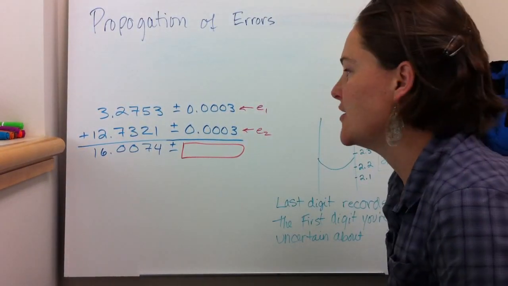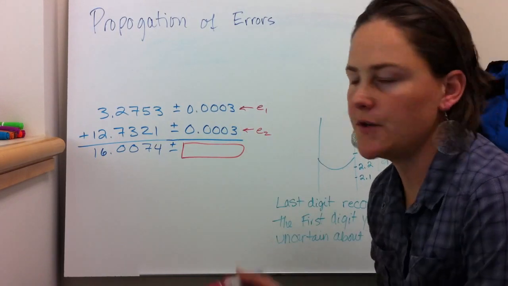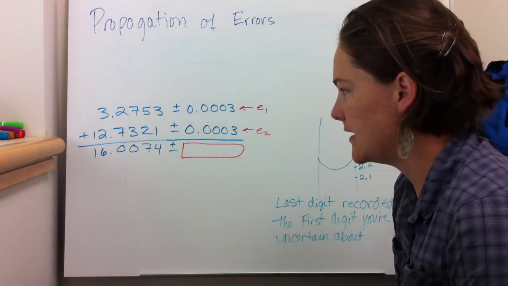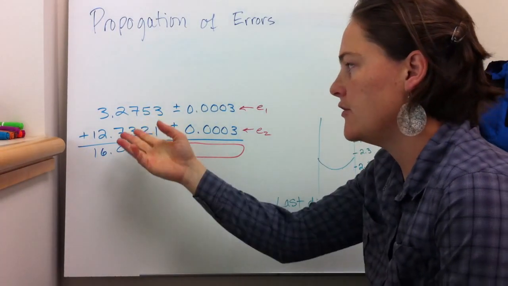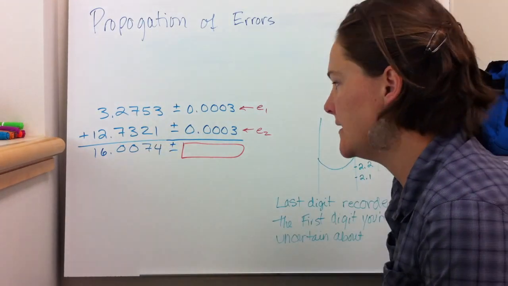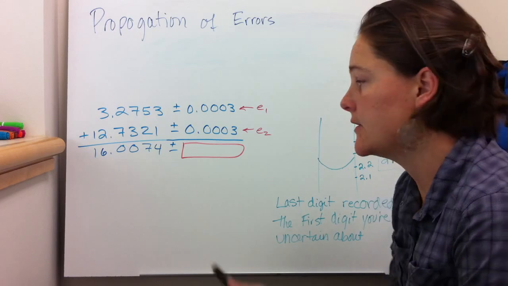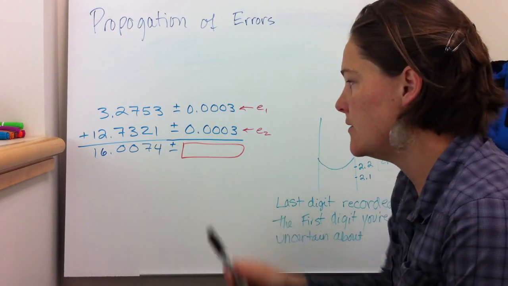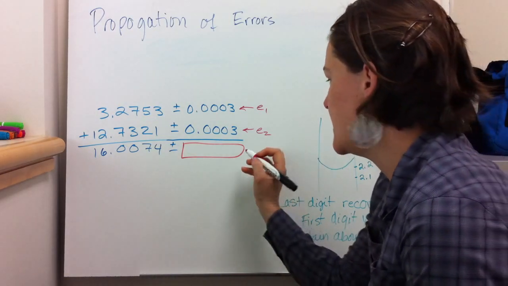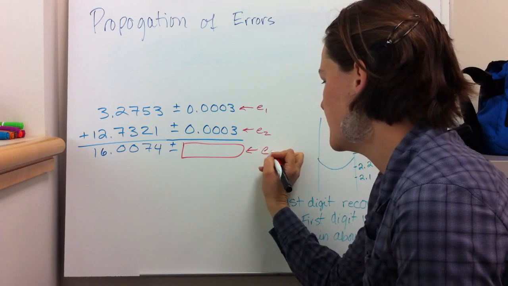Let's talk about propagation of errors. So essentially what you have are a couple of measurements here, and you have masses and you're trying to add them together. And each of those masses has an error associated with it. And so the question is, how do you calculate the error associated with the final measurement?